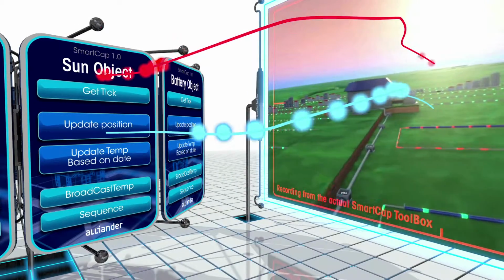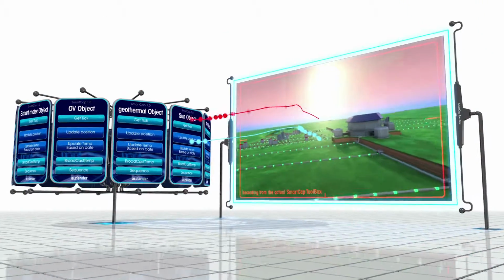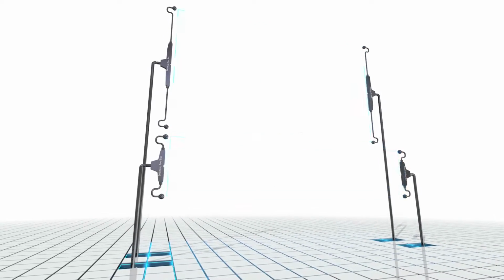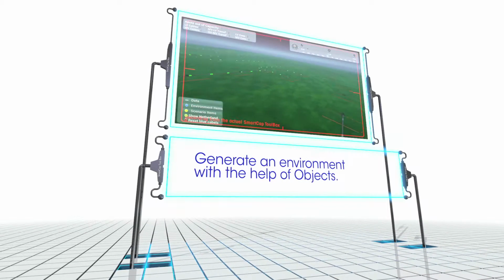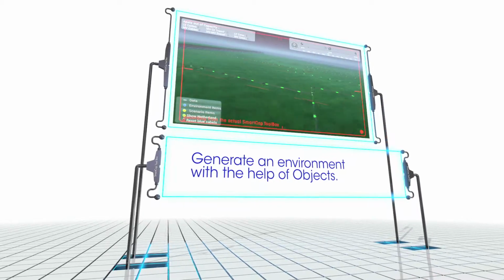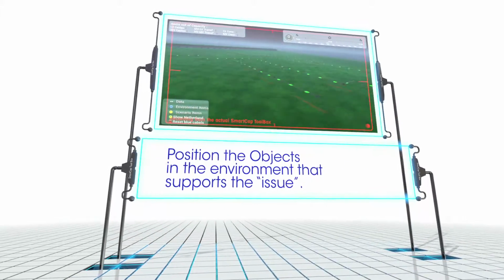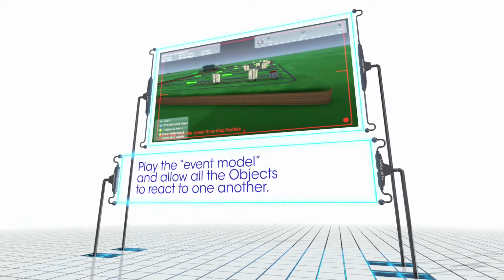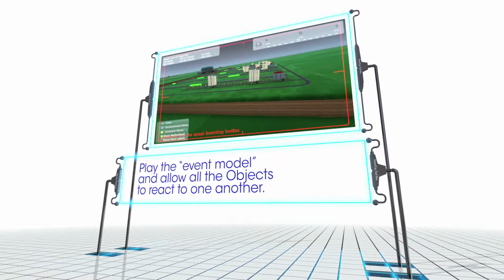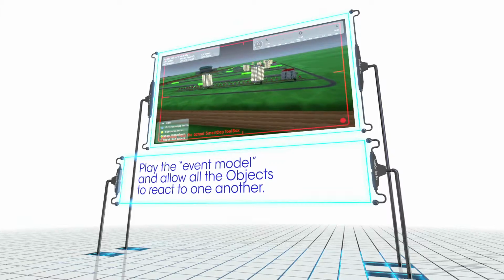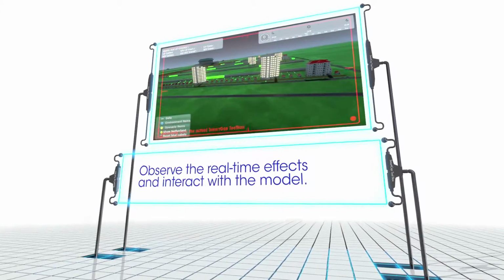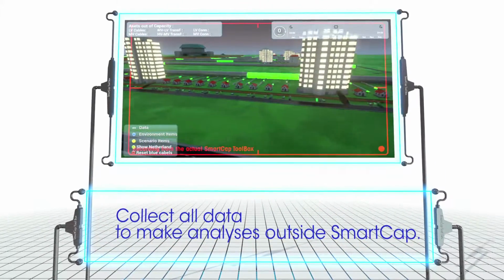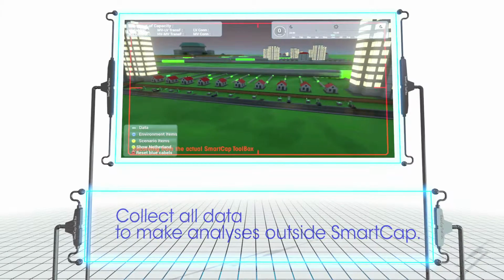The model is comprised of 5 basic parts. Generate an environment with the help of objects, in this case the Liander net topology. Then position the objects in the environment that supports the issue. Play the event model and allow all the objects to react to one another. Observe the real-time effects and interact with the model. Collect all data to be able to make analyses outside SmartCap.